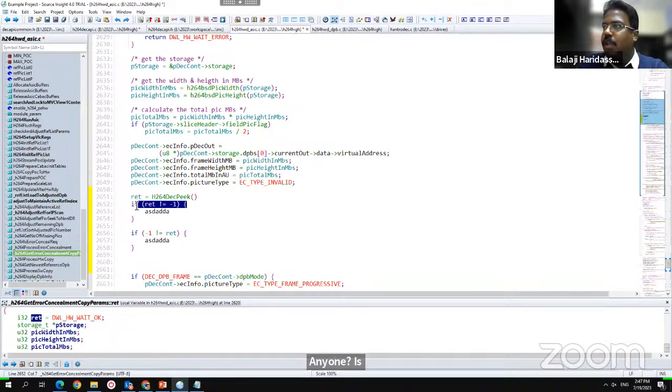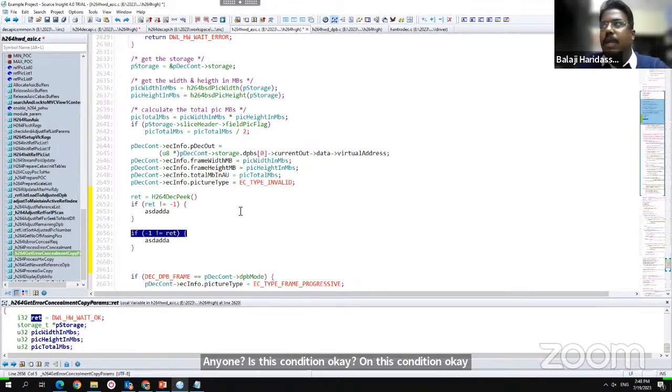Is this condition okay or this condition okay? The format is the same. I just put -1 here and return here. Is there any impact? If you think there is an impact, why do you think there is an impact?